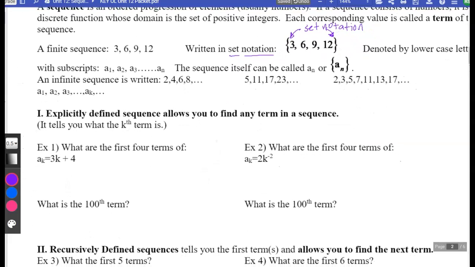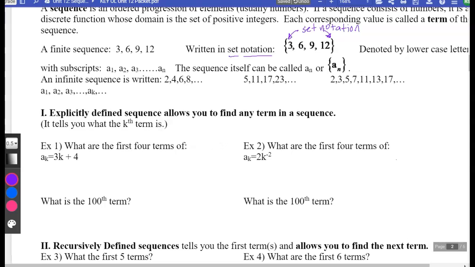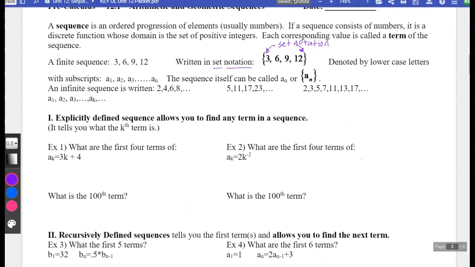Now, each term in the sequence has a position number, you can think of it as. So if we're looking at this finite sequence 3, 6, 9, 12, the first term, the term in position 1, is denoted as a sub 1. The second term is a sub 2. Third term is a sub 3. Fourth term is a sub 4. And then the final term is always a sub n.